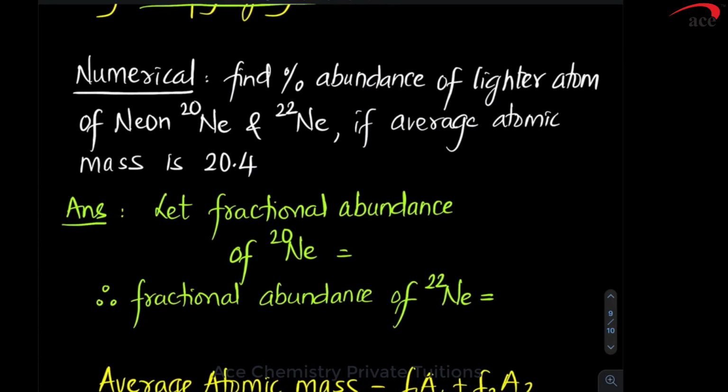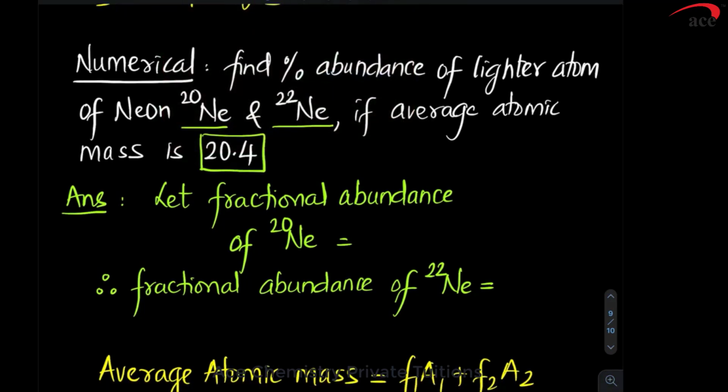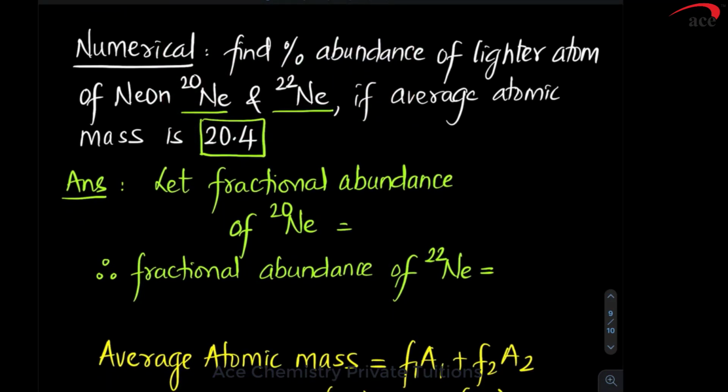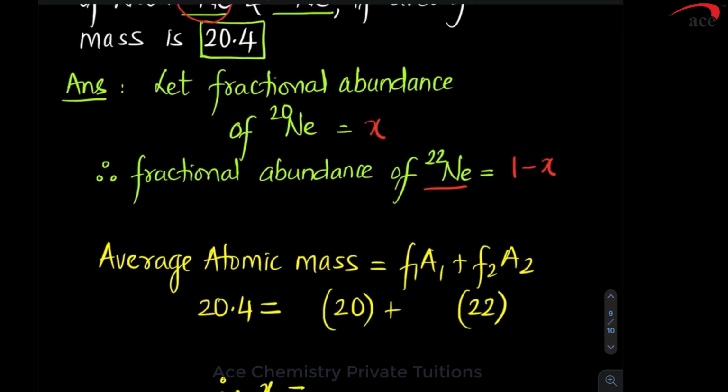Example: find the percentage abundance of the lighter atom of neon-20 and neon-22, if the average atomic mass is 20.2. Right, you remember the trick? They are asking for the lighter atom. Lighter is neon-20. Let the lighter atom be X. Then what will be the fractional abundance for the other isotope? Correct, 1 minus X, because the fractional abundances together make 1.